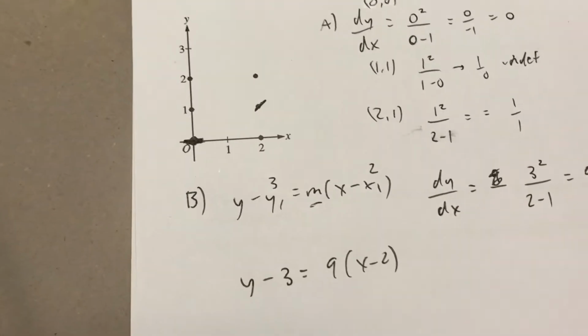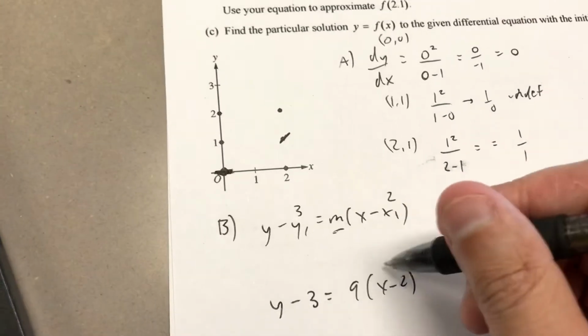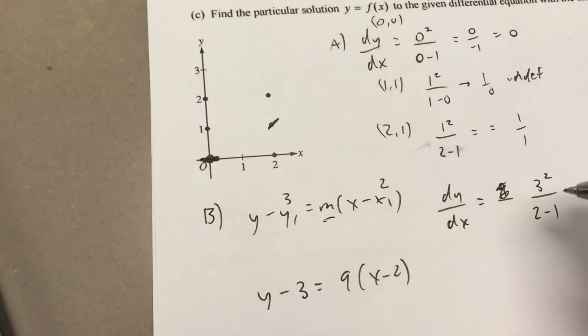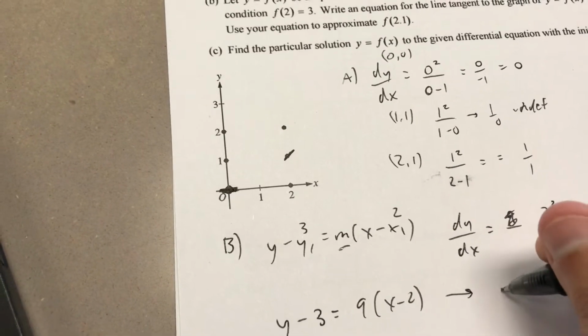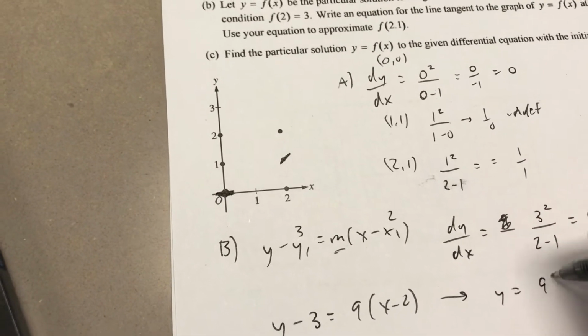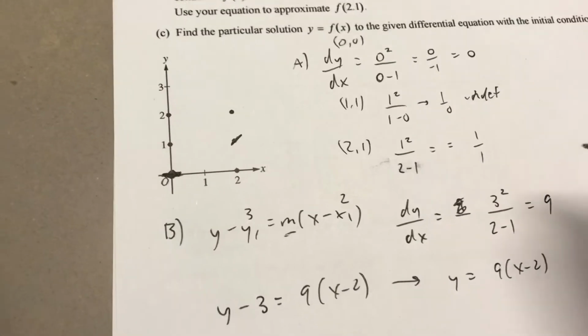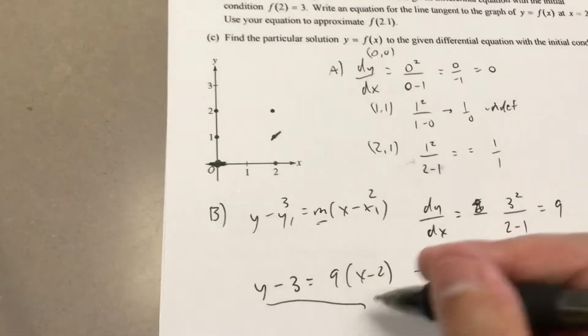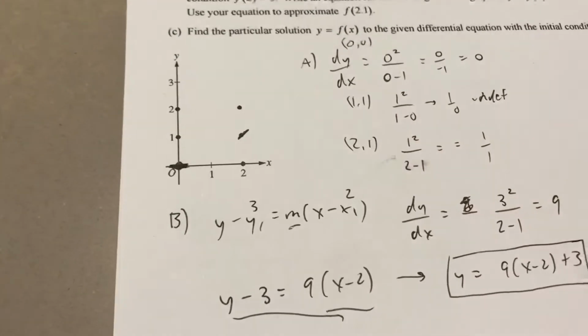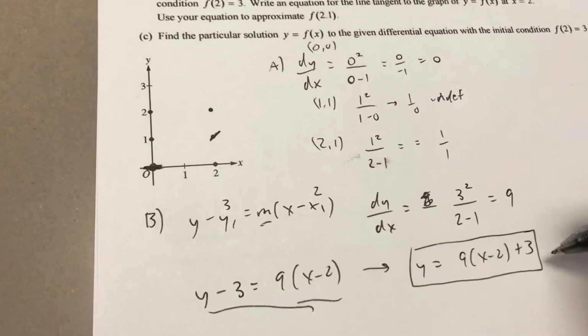You don't have to necessarily put this in slope-intercept form. You don't have to multiply this out. In fact, in a second, you're going to see why. I would, however, move the 3 to the other side. I'd probably write this as y equals 9 times the quantity (x minus 2). I'd add 3 to both sides and write it like this. Okay, again, this is fine. You don't have to simplify things on the AP exam, but I think this is going to be more usable.